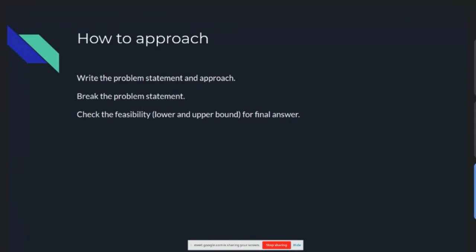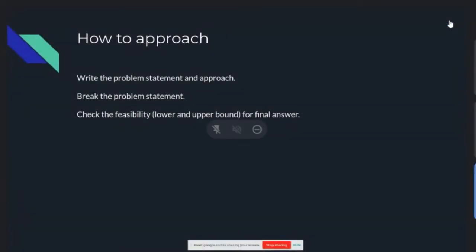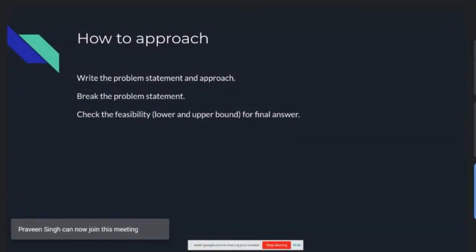Second, break the problem statement. I'll give you this in another slide example, and it will be clear. And last is to check the feasibility of the final answer. It's a guesstimate, so it is not expected from you to reach an exact number to the decimal places. But it's always nice if you check the feasibility.